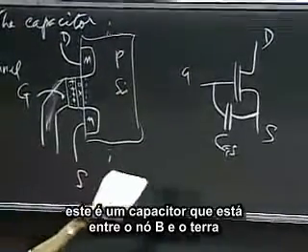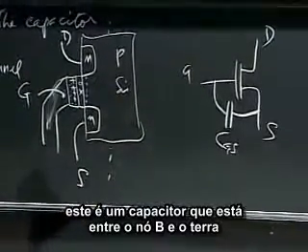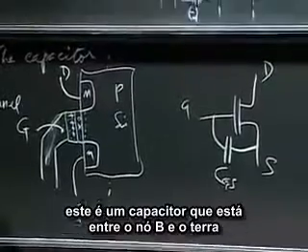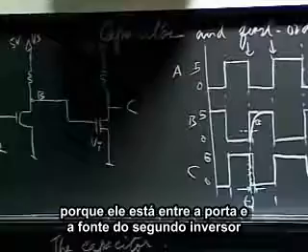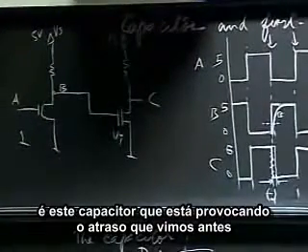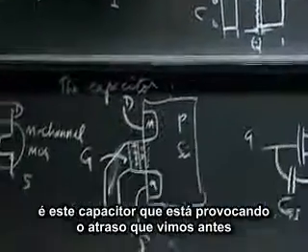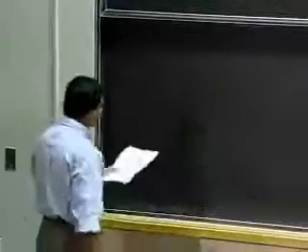So it's that capacitor that is at the node B, between the node B and ground, because it's between the gate and the source of the second inverter. And it's that capacitor that's playing the games that we saw out there.